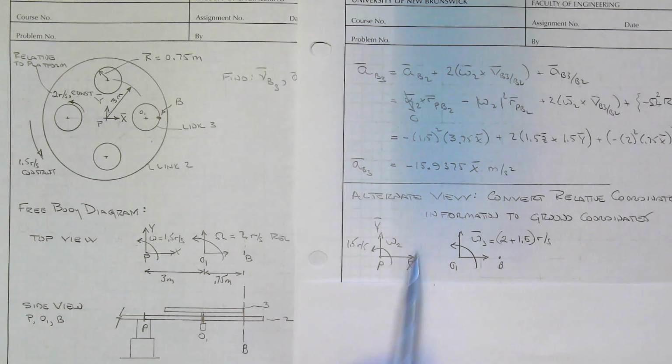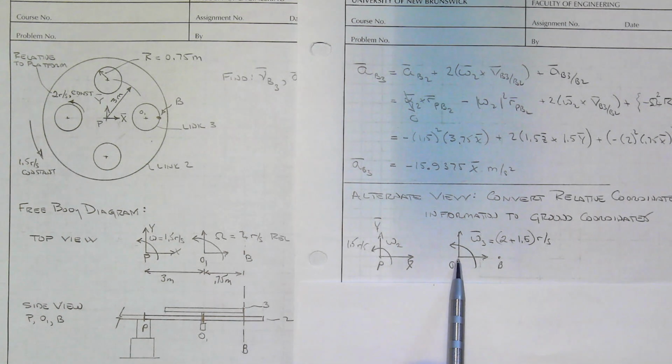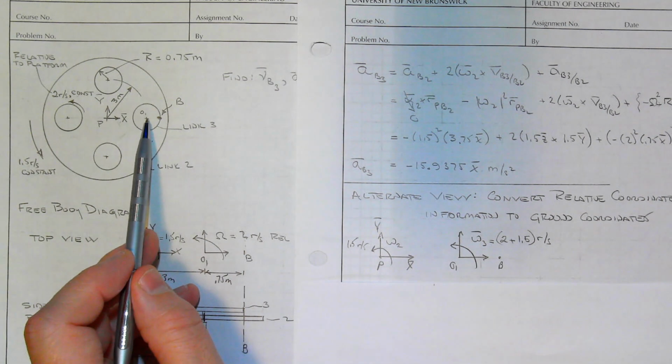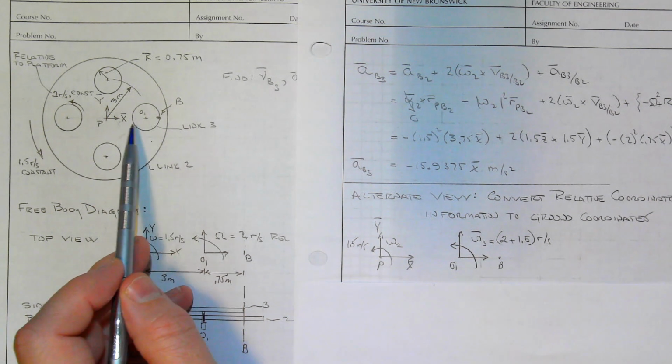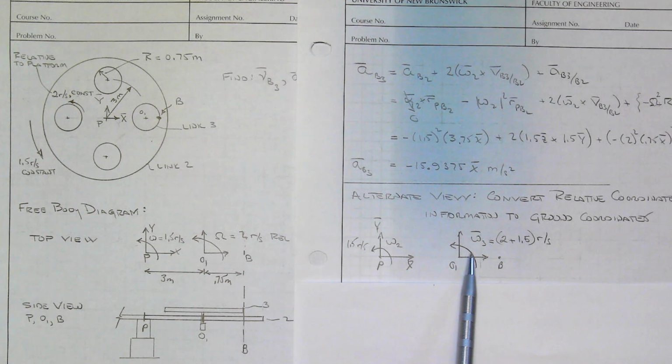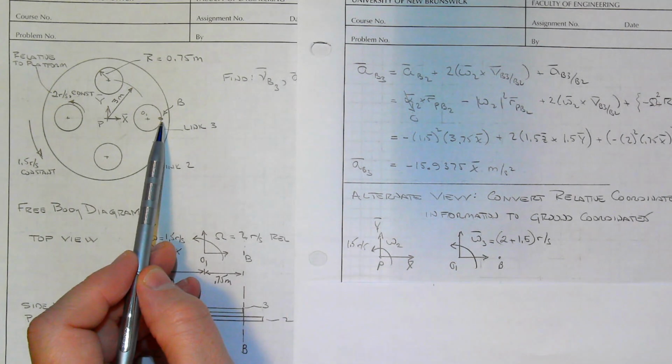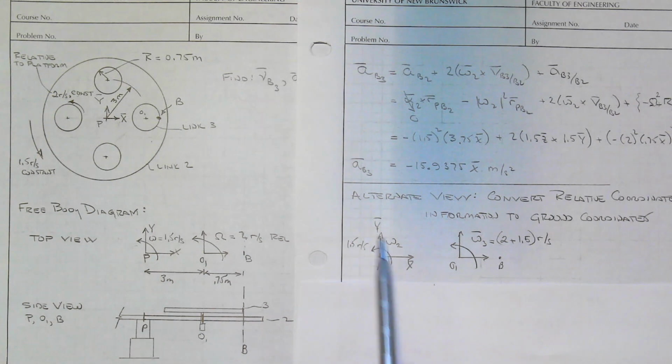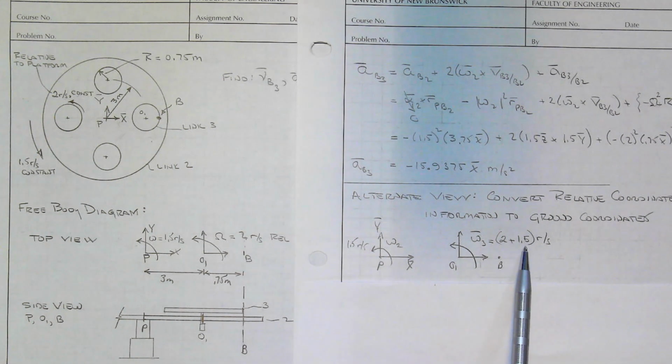So now instead of what I did before, where I went from P to B on 2 and then jumped to 3, now I'm going to go via ground links, or ground perspective. I'm going to go from P to O1, that's up here, and O1 is doing the same thing on both link 3 and link 2. And then I will go from O1 out to B, which is just what we did before in relative motion analysis. So that's 1.5. This is 2 plus 1.5. Now it's a ground reference.